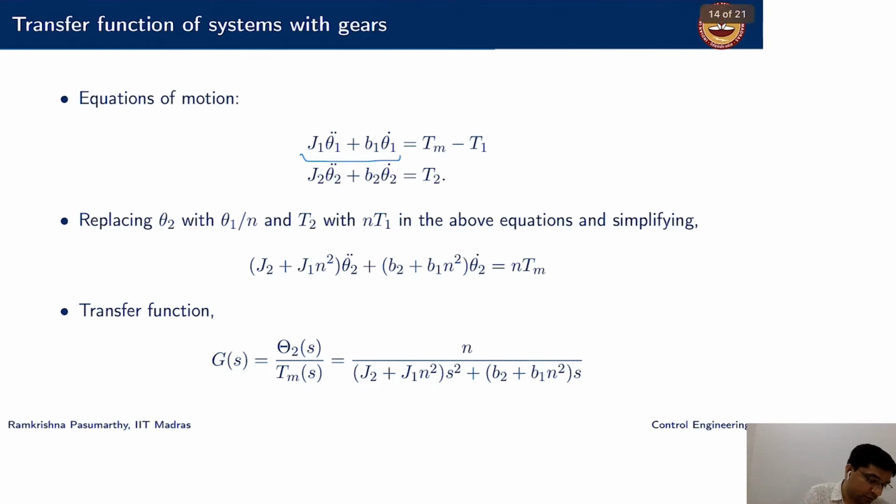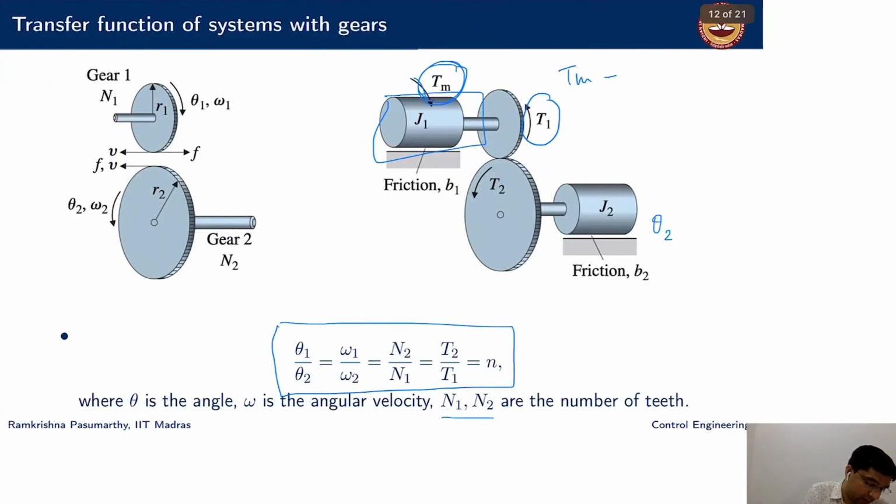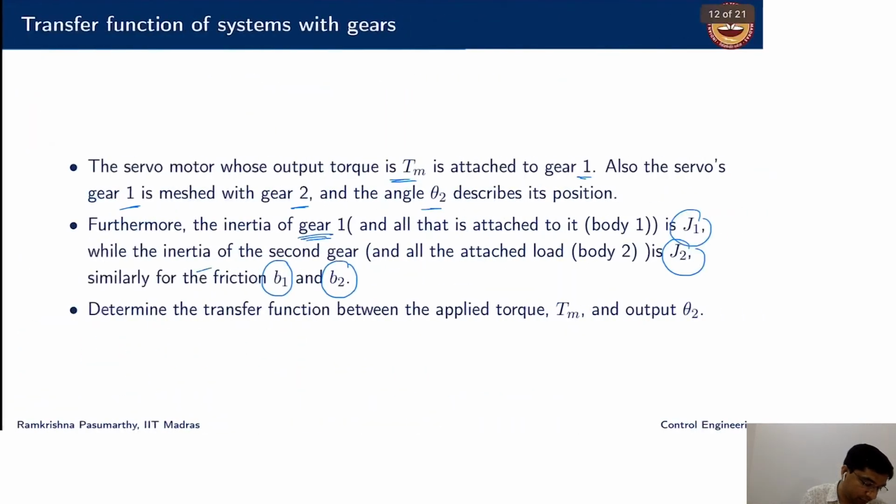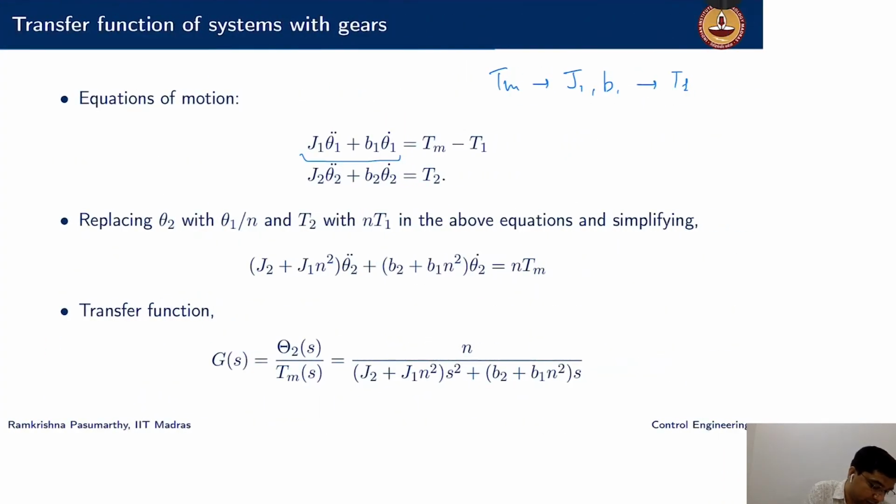So it starts with Tm. This Tm goes through my J1 and B1 and gives me a T1. Okay, now on the other side I have T2, which relates J2 theta 2 and B2. This is a standard relation. The T2 is J2 theta 2 double dot and B2 theta 2 dot. Okay, now replacing this with the gear ratio N.